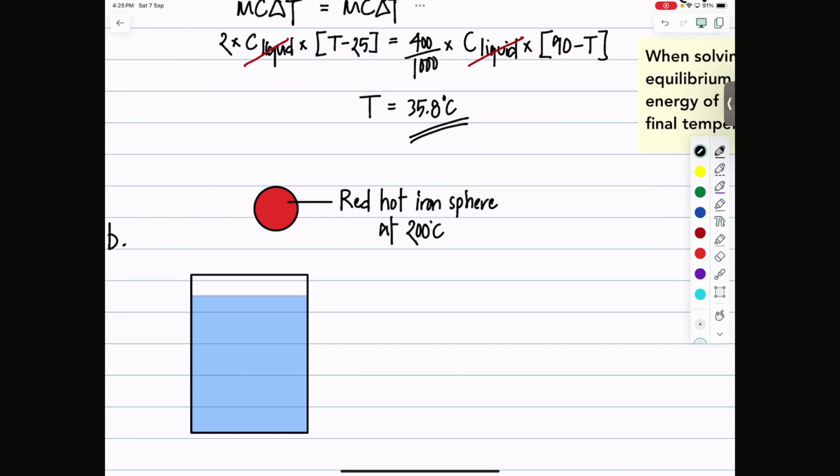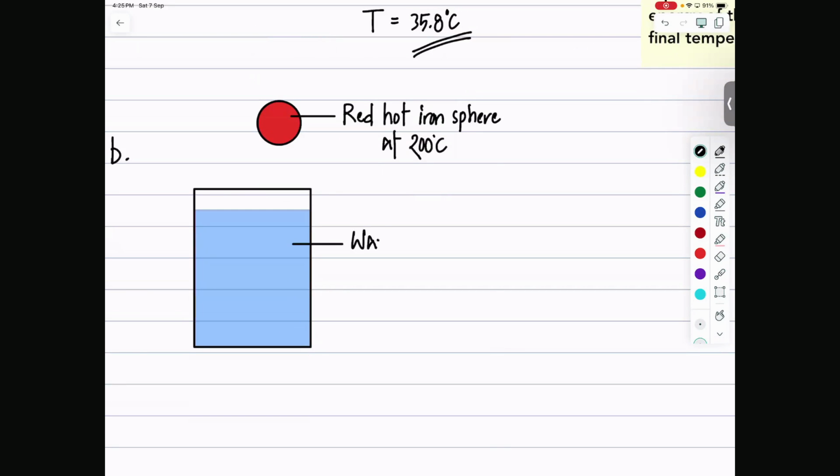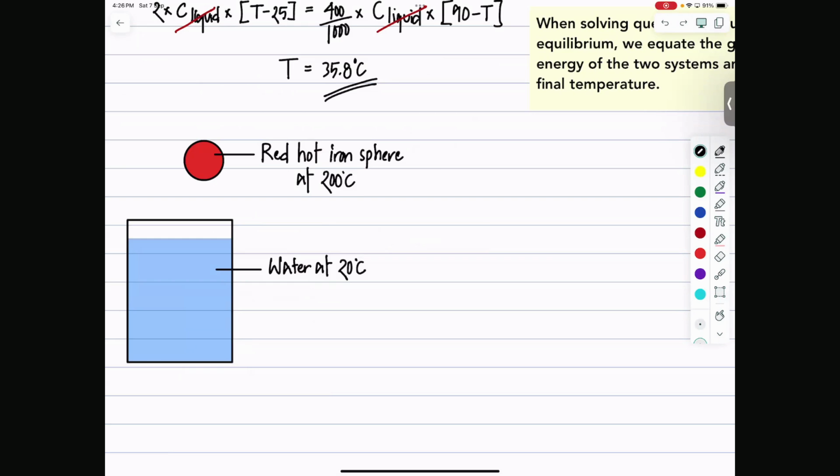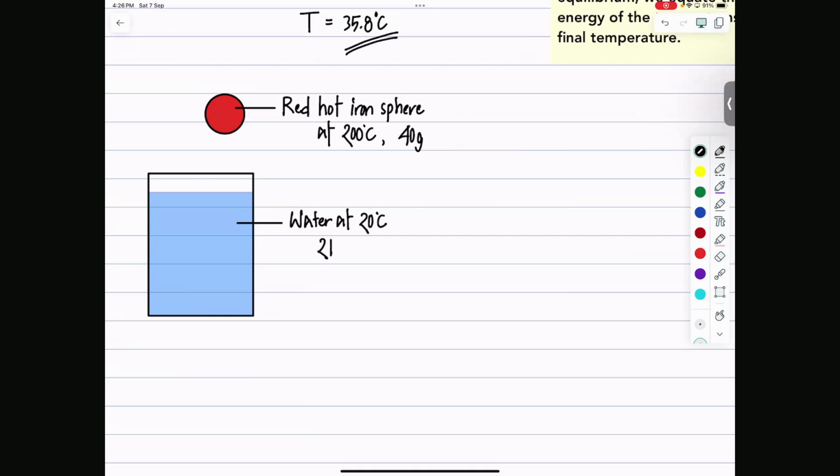Okay, it's a red hot iron sphere. It's at a very high temperature, 200 degrees Celsius, after being heated for a long time. And you have water here at 20 degrees Celsius. So you're going to drop this iron sphere into the water. You need to find out what happens to the water. What temperature does it attain? The iron sphere that you have here is 40 grams, a very small sphere. And the water in the bucket is 2 kilograms like before.